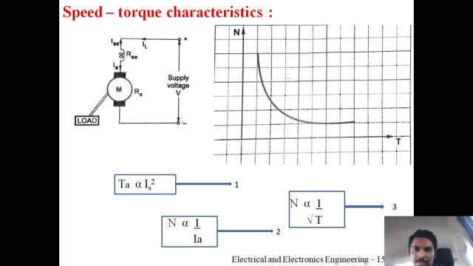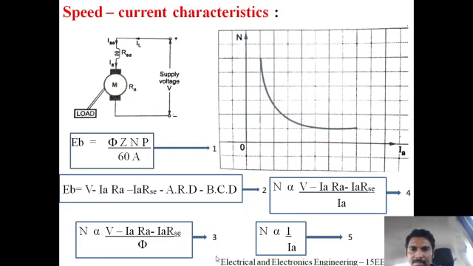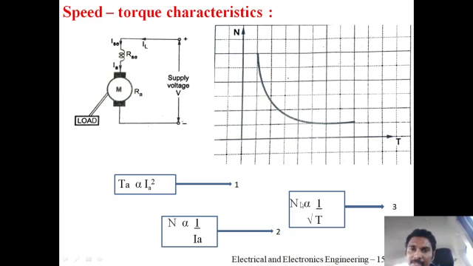In the speed current characteristics, the speed was inversely proportional to the armature current. Here also the speed is inversely proportional to the torque, but it is the square of the torque. Here also, as the load on the motor increases, IL increases, which increases IA. As IA increases, the torque increases, directly proportional. As the torque increases, since the torque is inversely related to the speed, the speed of the motor gradually decreases.